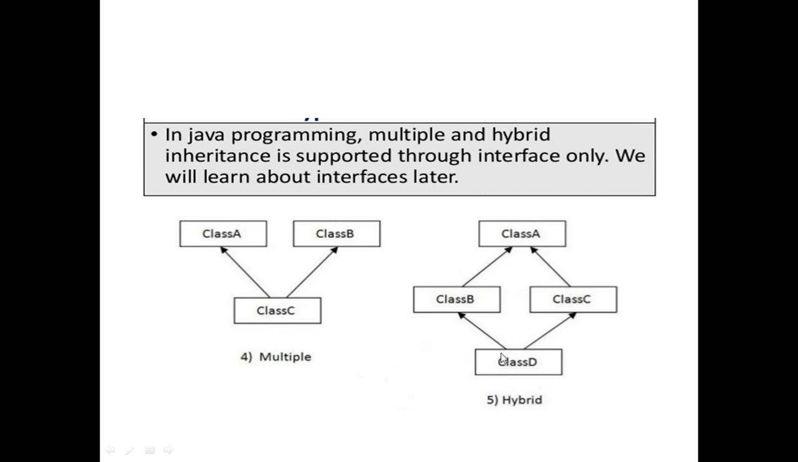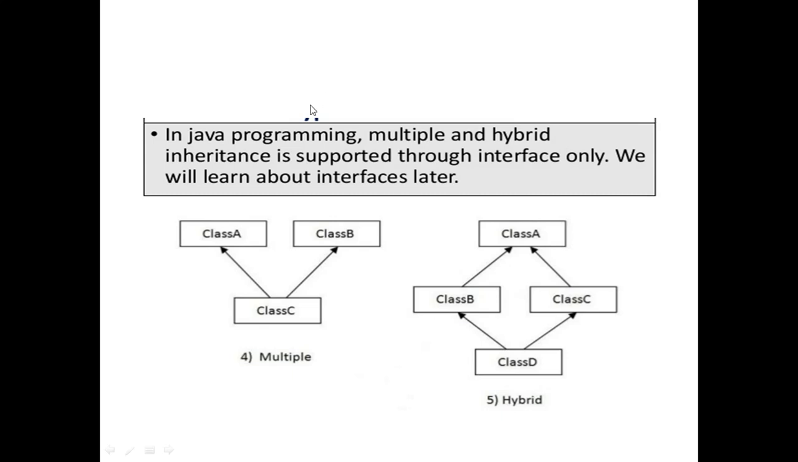And what is hybrid? Here is one parent class, class A. B and C acquire the properties of A, and D acquires the properties of B and C. So why in Java programming are multiple and hybrid inheritance not supported? Inheritance is not supported, interface is supported. So why is interface supported and why is inheritance not supported?